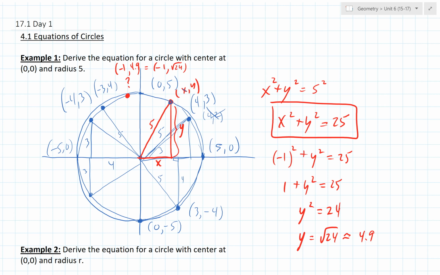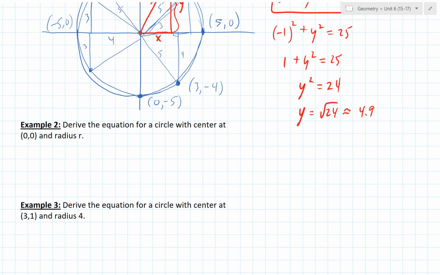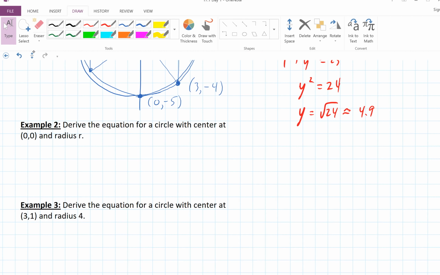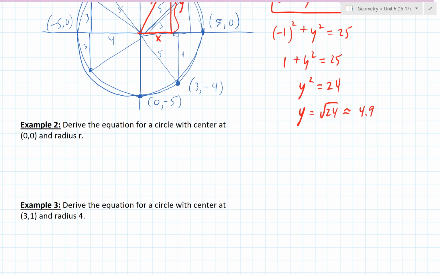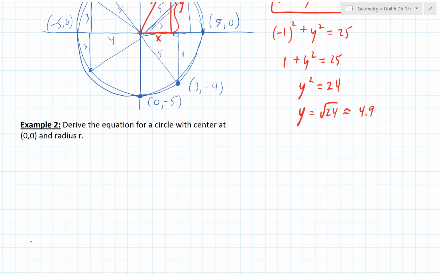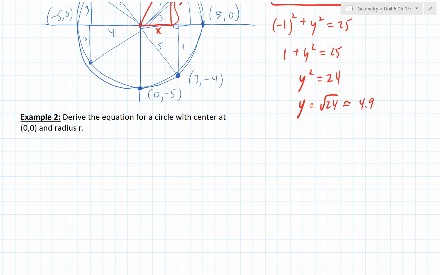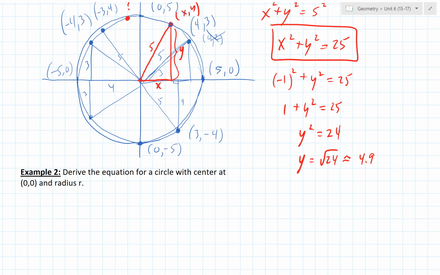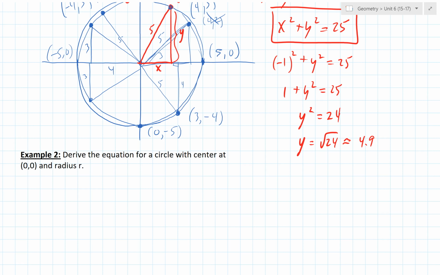Okay, so now I'd like you to try this one in your group's example 2. It's a very similar problem, but now we're just saying the radius is r. So draw yourself a sketch and see if you can write an equation, kind of like the one we put in the box up here, but we're writing an equation for a circle centered at 0, 0 that has a radius of r.